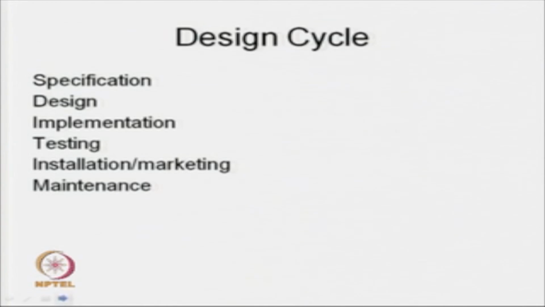If you look at our design cycle, we get the following steps: specification, design, implementation, testing, installation, marketing and maintenance. In our first part, we talked about design issues, and when we go for design, we need to know the specification of the system. That means, as a designer, we are going to design a device, and for that we have some intention. My design should satisfy some specification. First of all, we have to give this specification.